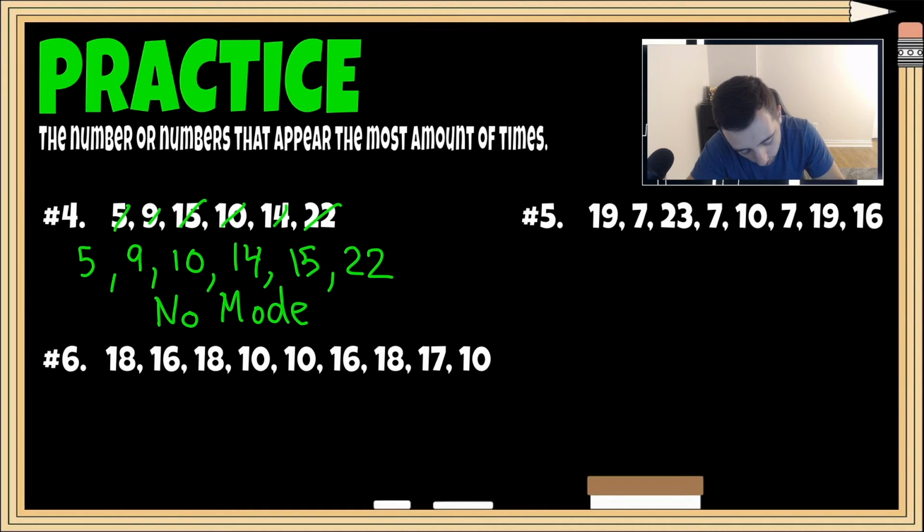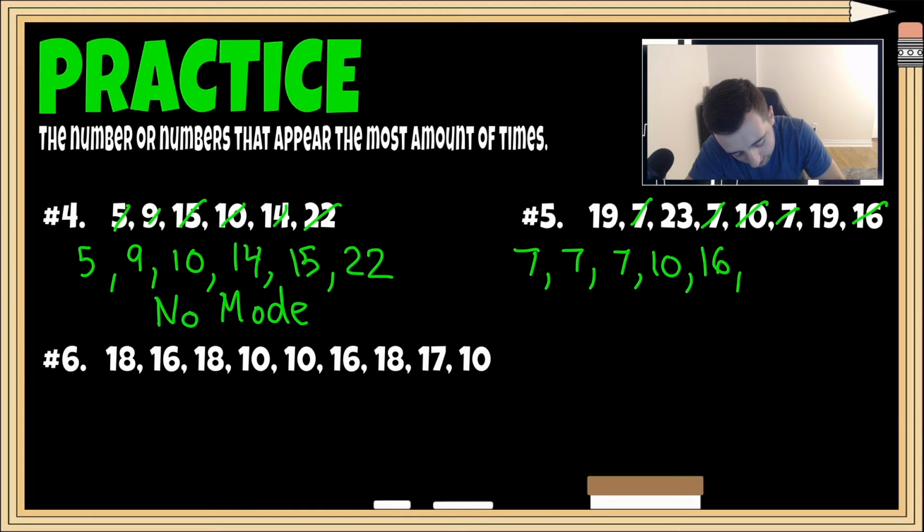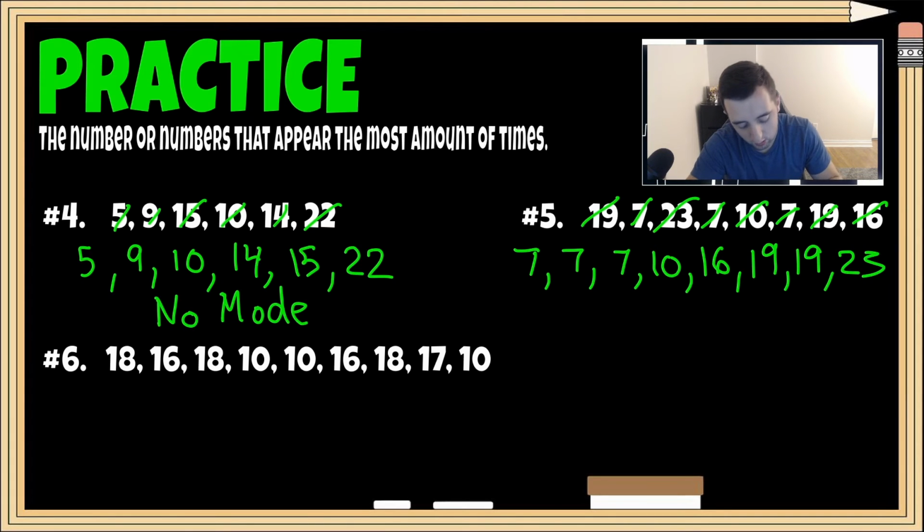So looks like our smallest value is 7, and we have that show up here a couple times. Looks like we have 3 7s here. Then we have a 10, followed by, looks like a 16. Then we have 19, 19 again, and finally we have 23. And looking at our list here, it looks like 7 shows up 3 times, and there's no other number that shows up any more times than 7 does. So 7 is going to be our mode for number 5.